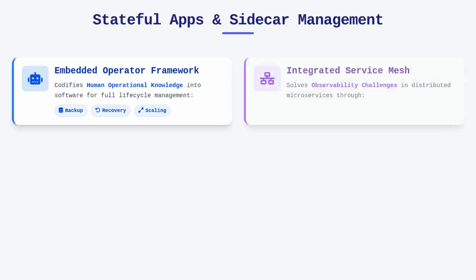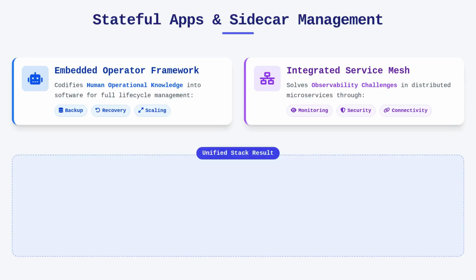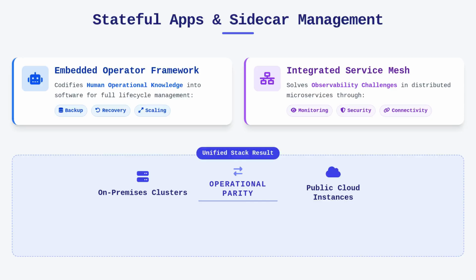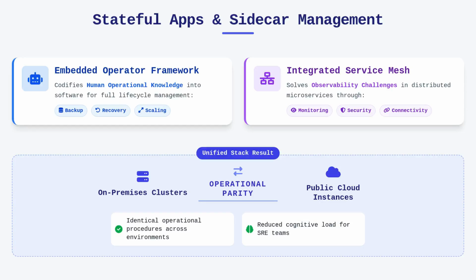For complex microservice architectures, the service mesh provides a consistent way to monitor, secure, and connect services, effectively solving the observability challenges that often plague distributed systems. Because these tools are provided as a unified stack, the environment maintains parity between your on-premises clusters and the public cloud instances. This portability ensures that the operational procedures you establish in a private data center remain identical when you transition workloads to the cloud, significantly reducing the cognitive load on your site reliability teams and streamlining your overall deployment methodology.